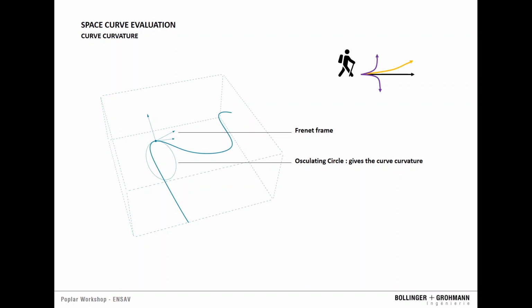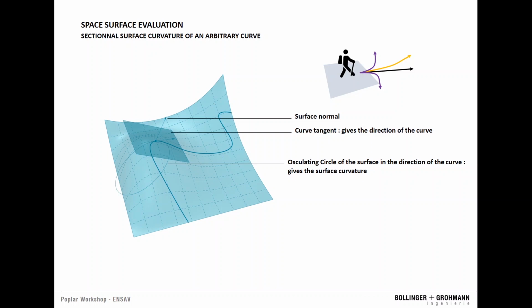And now let's see that this curve is on a surface. And you can still get the same point and the same direction, but now you evaluate it on the surface and you don't have the same curvature. And here, why you don't have it is because you take in account the frame of the surface and not the frame of the curve.